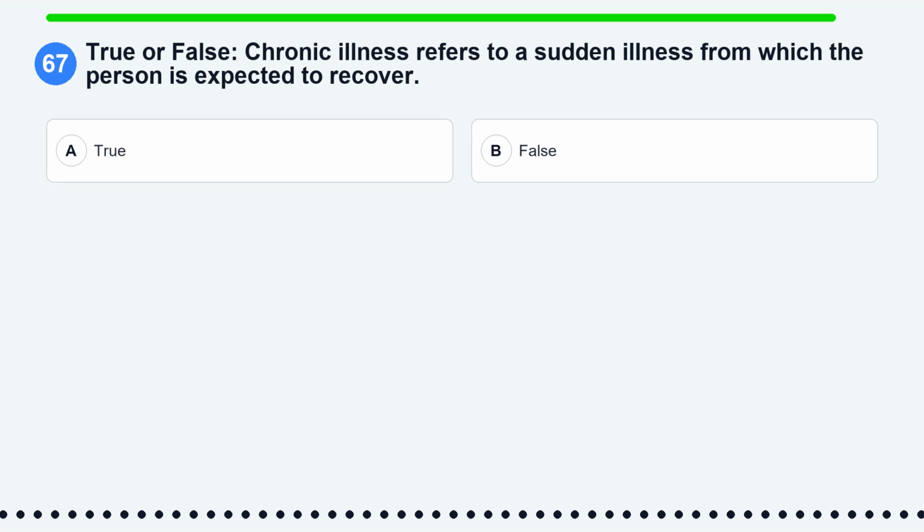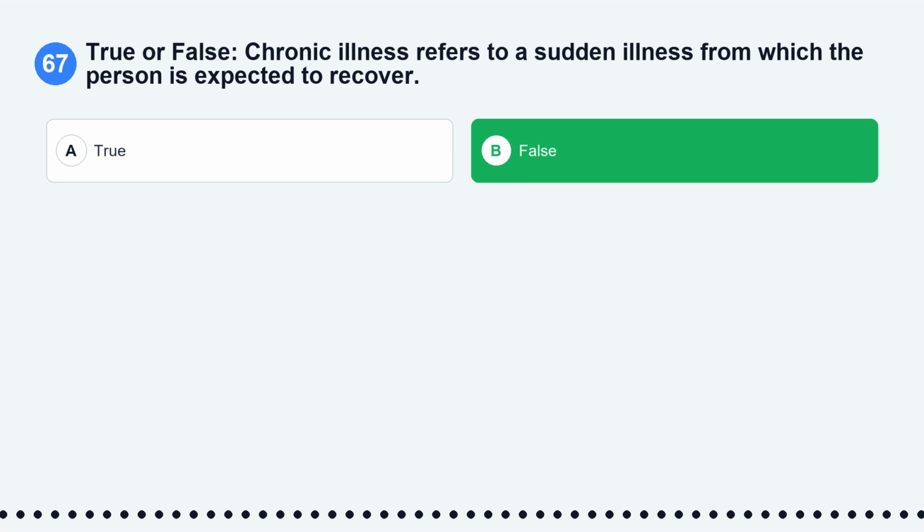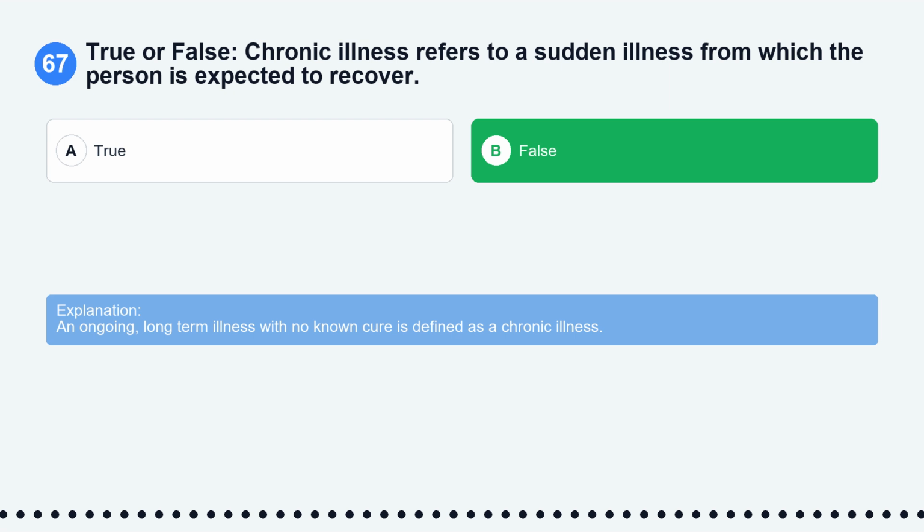Question 67. True or false, chronic illness refers to a sudden illness from which the person is expected to recover? Option A, true. Option B, false. The correct answer is option B, false. An ongoing, long-term illness with no known cure is defined as a chronic illness.